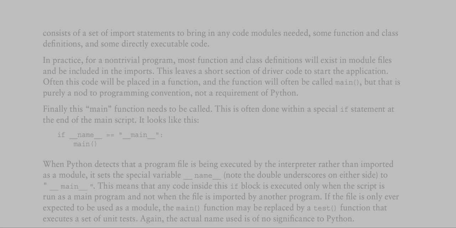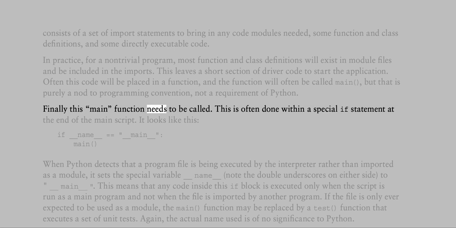Chapter 1, Reviewing Core Python. A typical executable program file consists of a set of import statements to bring in any code modules needed, some function and class definitions, and some directly executable code. In practice, for a non-trivial program, most function and class definitions will exist in module files and be included in the imports. This leaves a short section of driver code to start the application. Often this code will be placed in a function, and the function will often be called main, but that is purely a nod to programming convention, not a requirement of Python.